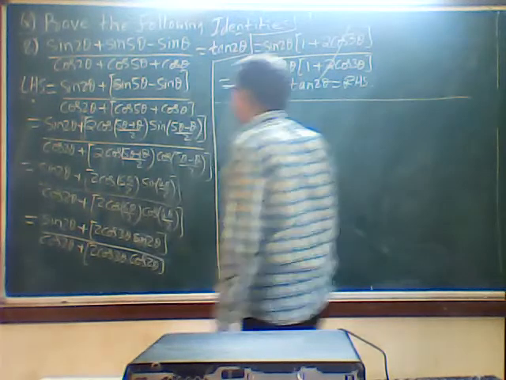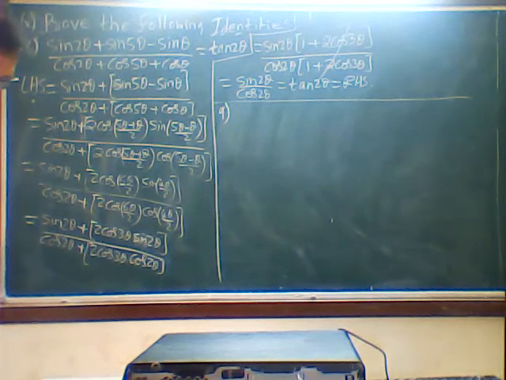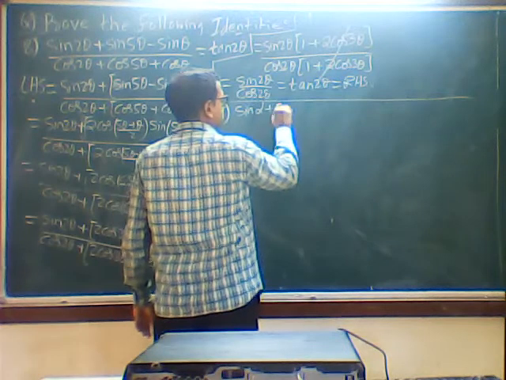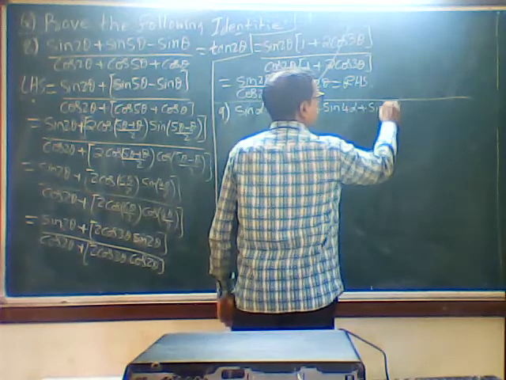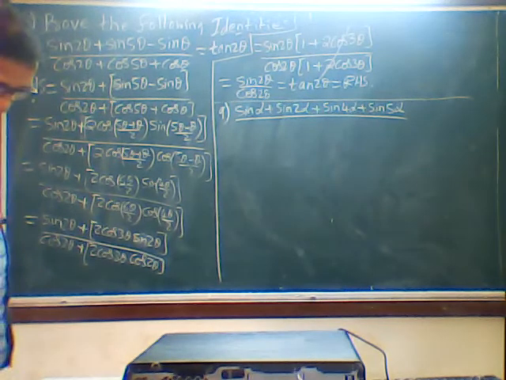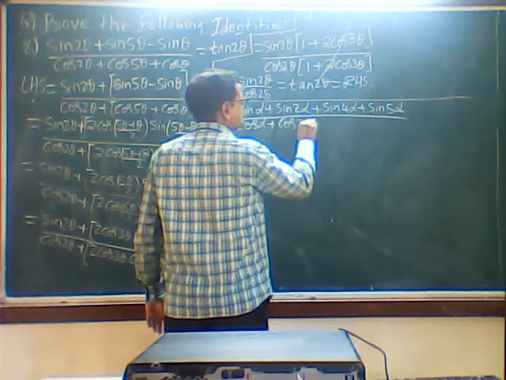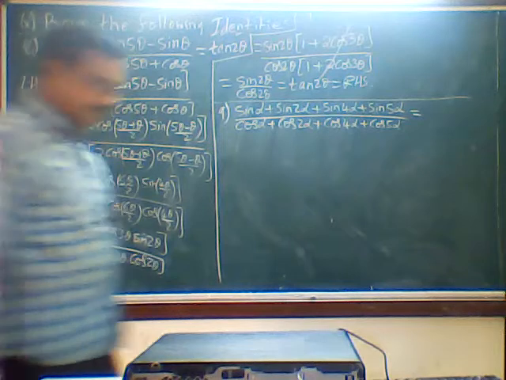Okay. Next, 9th problem. (sin alpha plus sin 2 alpha plus sin 4 alpha plus sin 5 alpha) whole thing divided by (cos alpha plus cos 2 alpha plus cos 4 alpha plus cos 5 alpha) is equal to tan 3 alpha.